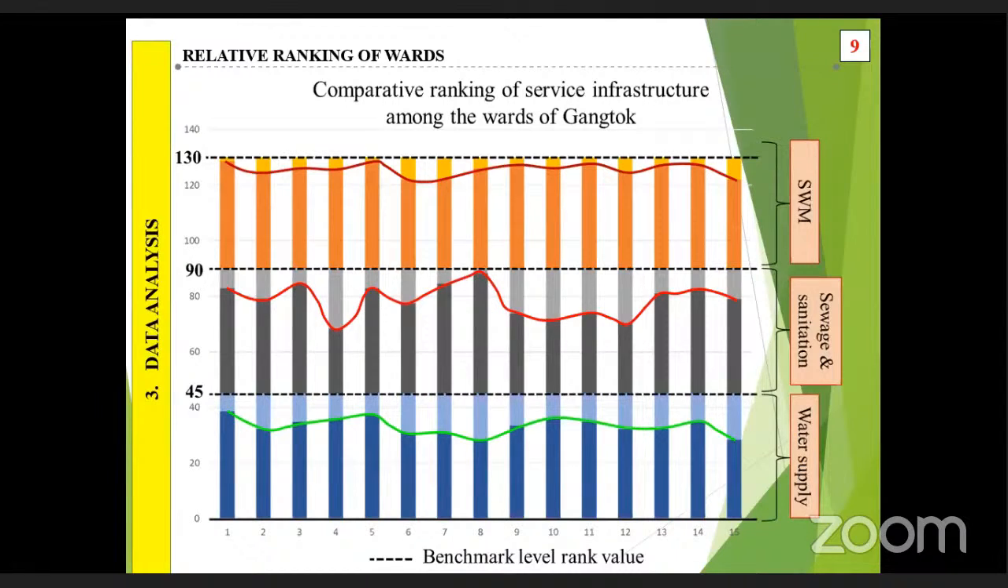But the current water supply to these areas cannot cater to the denser population, as well as the floating population of tourists who come to these regions. Whereas the outer and southern wards have a comparatively lower rank in water supply and solid waste management because of the unavailability of networking to those areas yet.